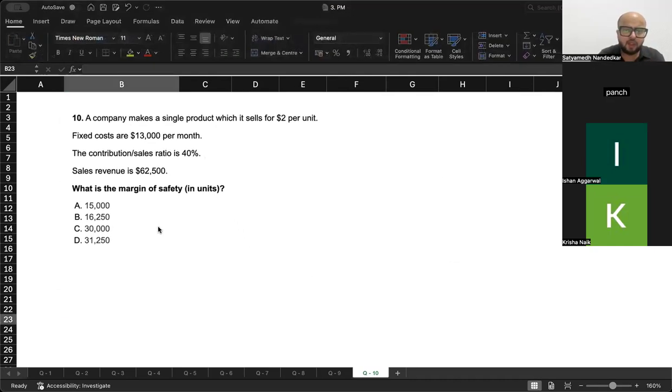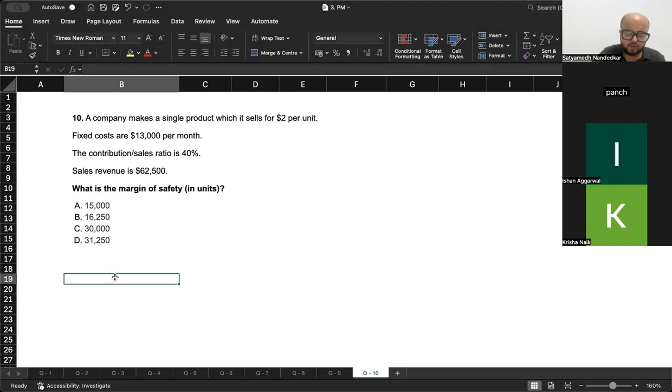Now, a company makes a single product which it sells for $2 per unit. Now fixed costs are 13,000 per month. CS ratio is 40%. Sales revenue is 62,500. Now, what is the margin of safety in units? For margin of safety, we need break even sales as one of the calculations. So what is that? That is fixed cost divided by contribution per unit, right?